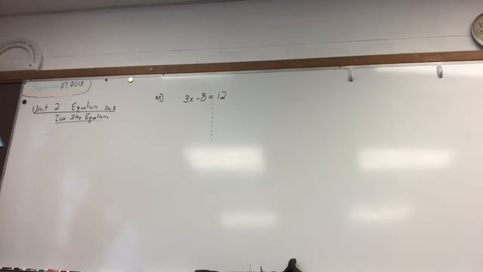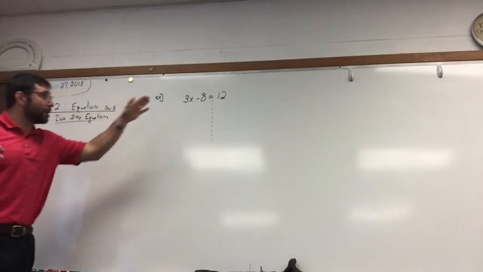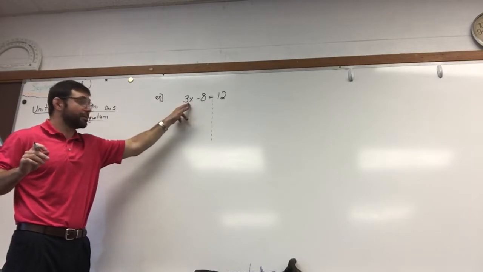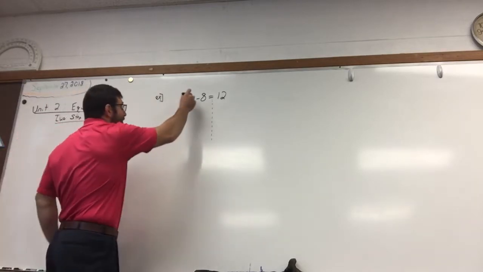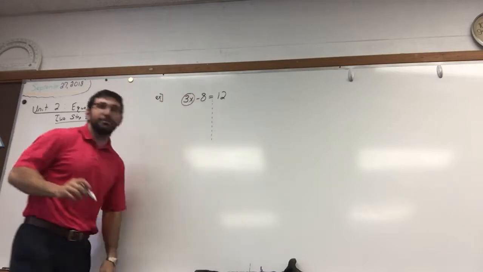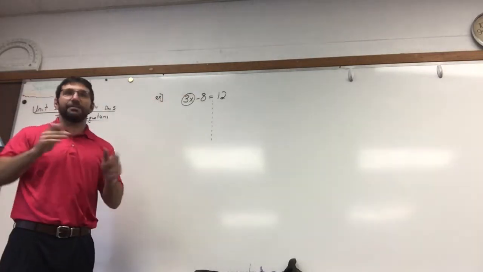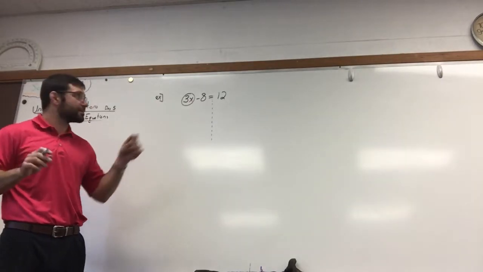So I'm going to ask a question. What's the goal of any equation? Isolate the variable. We want how many x's? 1. So we need this x to become by itself. Everybody agree? But step 5 says combine like terms on opposite sides.